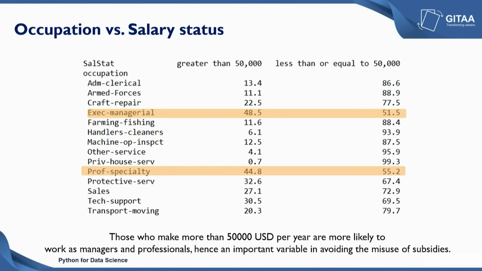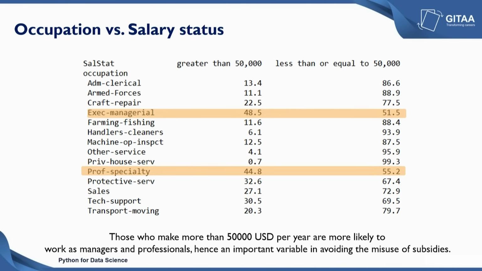So, from the output I have highlighted two levels, one is executive managerial and the other is prof specialty, and those who make more than $50,000 per year are more likely to work as managers and professionals. Hence, it can be an important variable in avoiding the misuse of subsidies. So, let us see how this variable is impacting the salary status when we build the model.